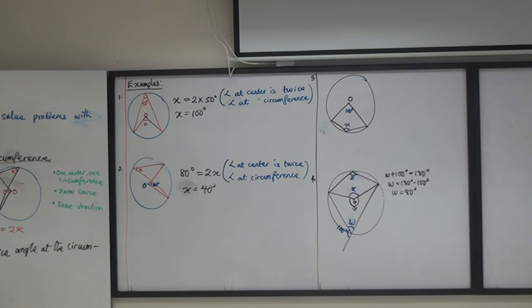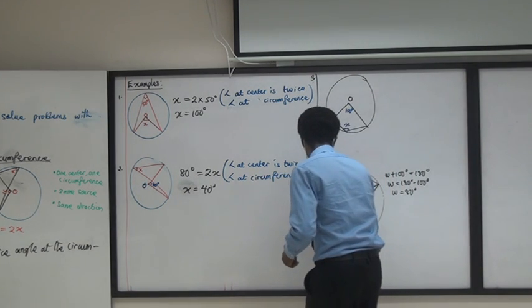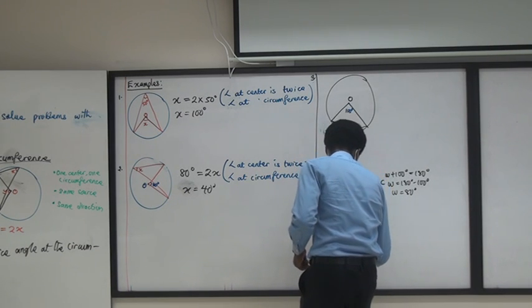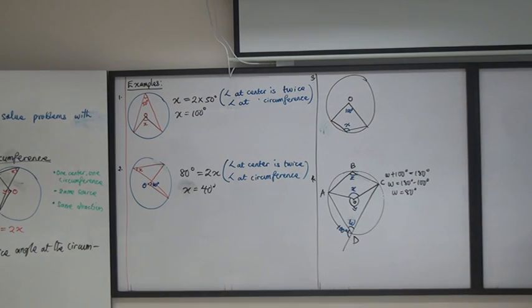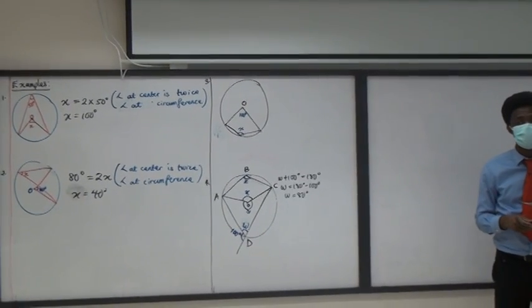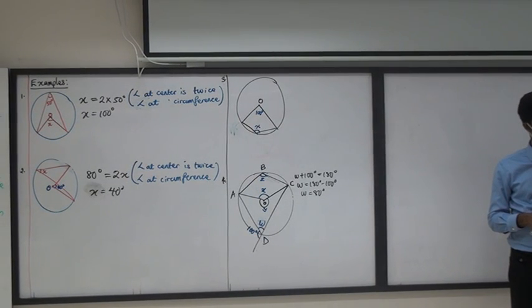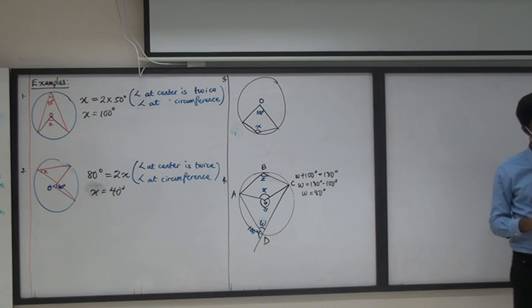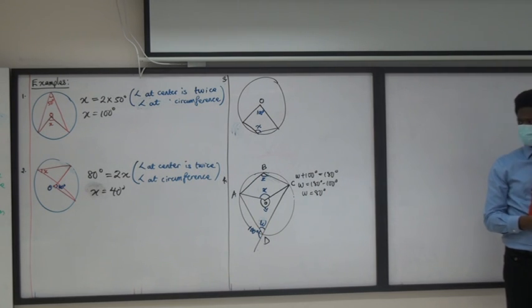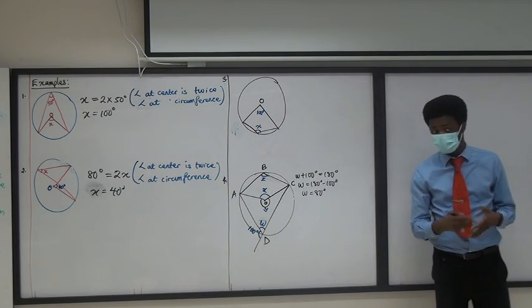X. Now, this is a problem. When I say angle at the center twice angle on the circumference, let's call these points A, B, C, and D. Okay? Now, what are the origin of angle X? A and C. What about angle Y? A and C. Angle Z? A and C. What about angle W? A and C. They all have origin A and C.